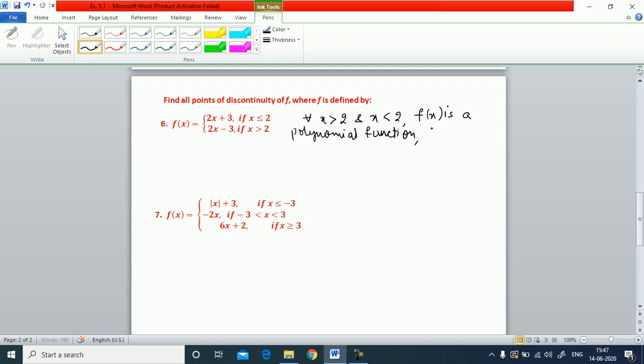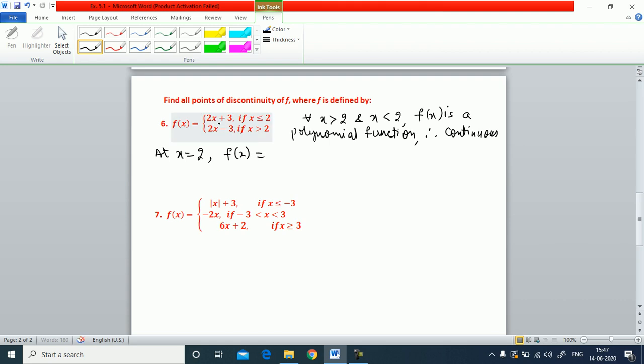It is a polynomial function, therefore continuous. See, this we are talking about x less than 2 and x greater than 2. What about x is equal to 2? That may be a point of discontinuity. So we need to check the continuity at 2. I will see what the function is when x is 2.